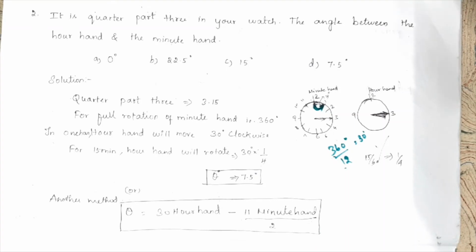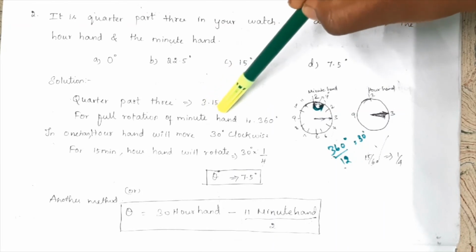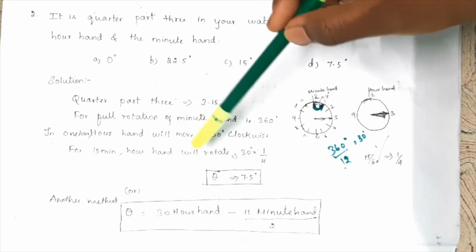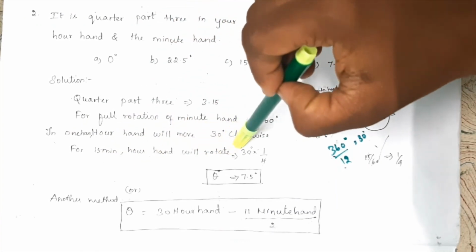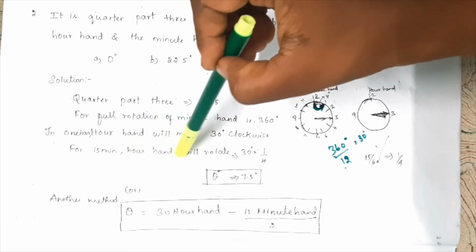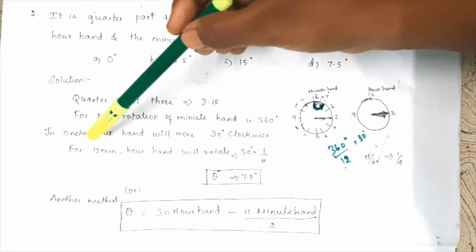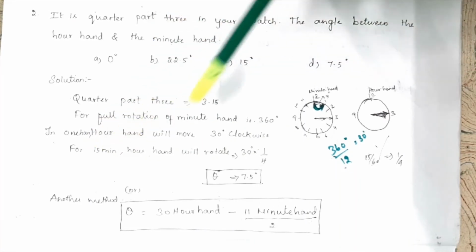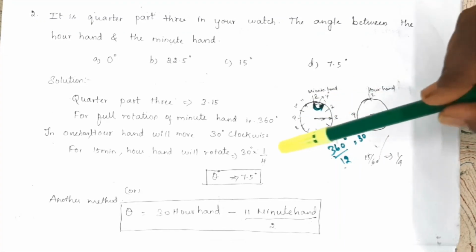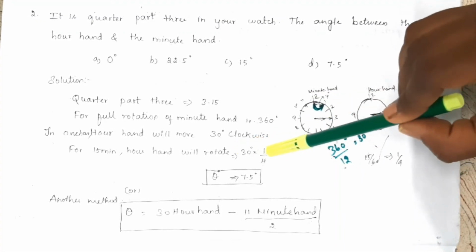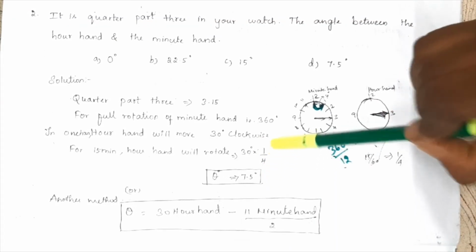In this problem we have to find out for 3 hours 15 minutes. We have to find how much the hour hand will rotate in 15 minutes. For 15 minutes the hour hand will rotate 30 degree into 1 by 4, because 15 minutes is a quarter part, so we write 1 by 4. So 30 into 1 by 4 gives 7.5 degree. This is the solution for the given problem.